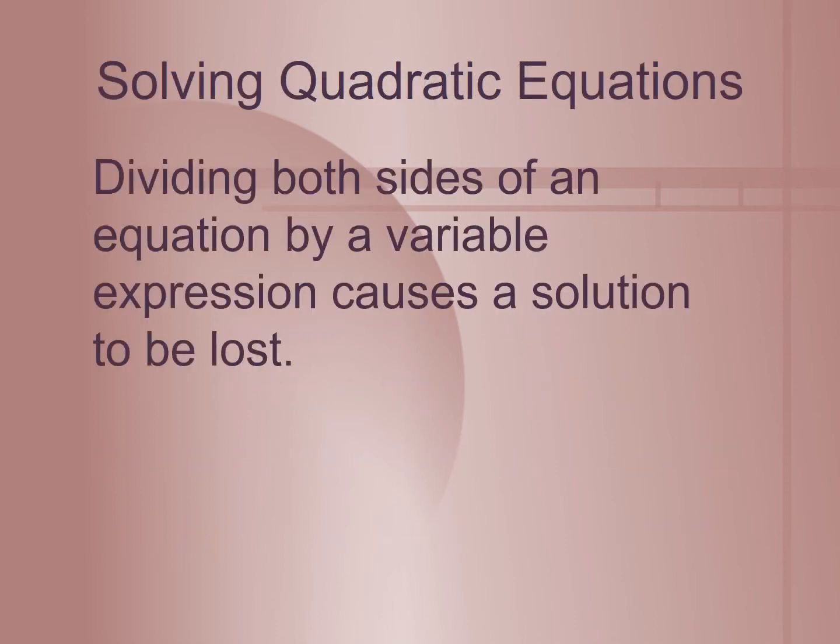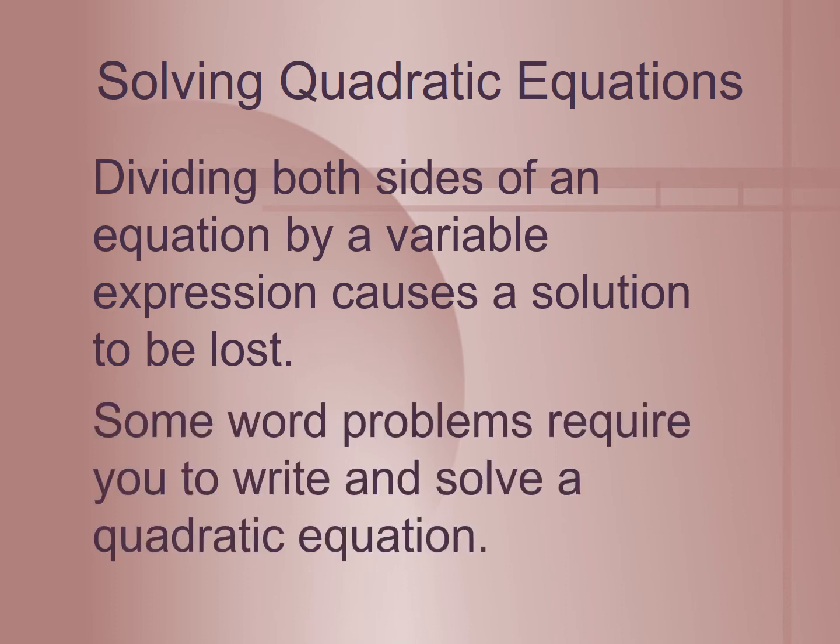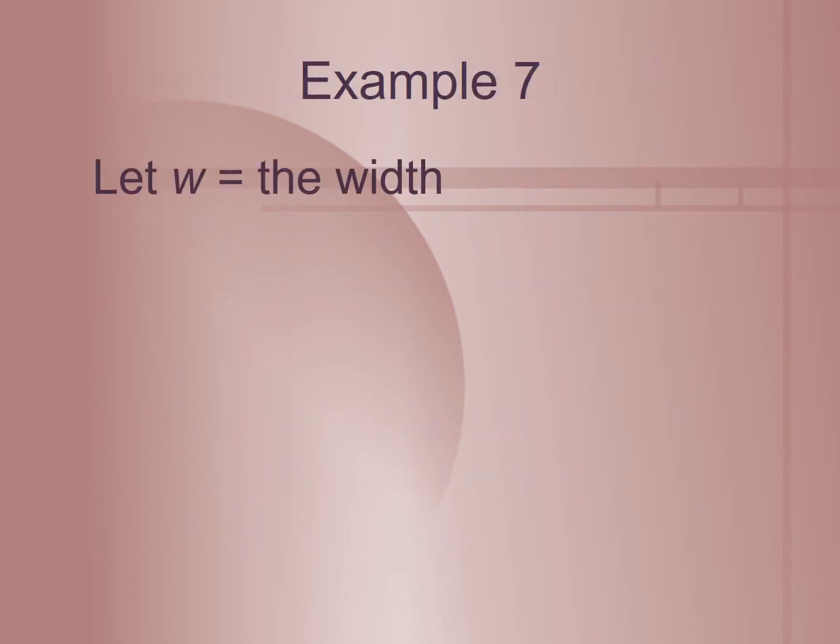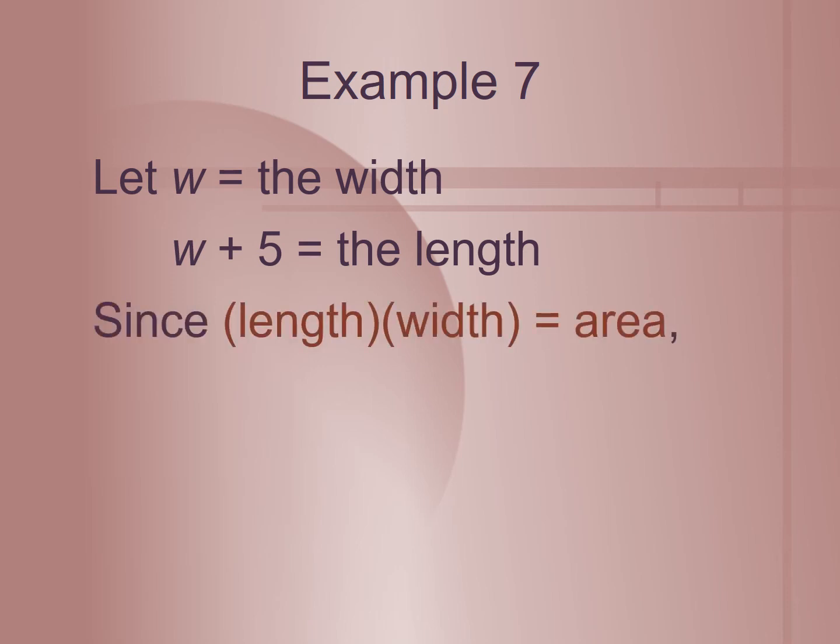Dividing both sides of an equation by a variable expression causes a solution to be lost, which means that you cannot use it anymore. Some word problems require you to write and solve a quadratic equation. So for example 7, we have a problem where we're trying to solve for the width. We know that we have W, which is our width, and we know that the length is 5 more than the width. And then we know that the area is equal to length times width, and they told us that the area is 204. So this is what the problem tells us.